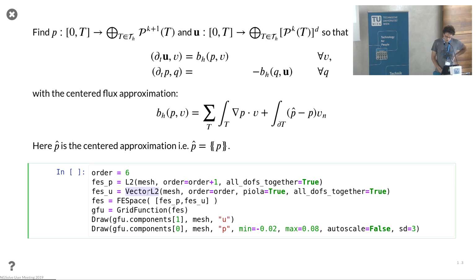We use a discontinuous vector L2. So vector L2 is the analog to the vector H1 that we saw. So it's a vector valued version of the L2 function. And now we have the flag Piola. So we have the Piola mapping that we need in order to get something which is geometry free as we saw before. Okay, and we put this together in a product space.